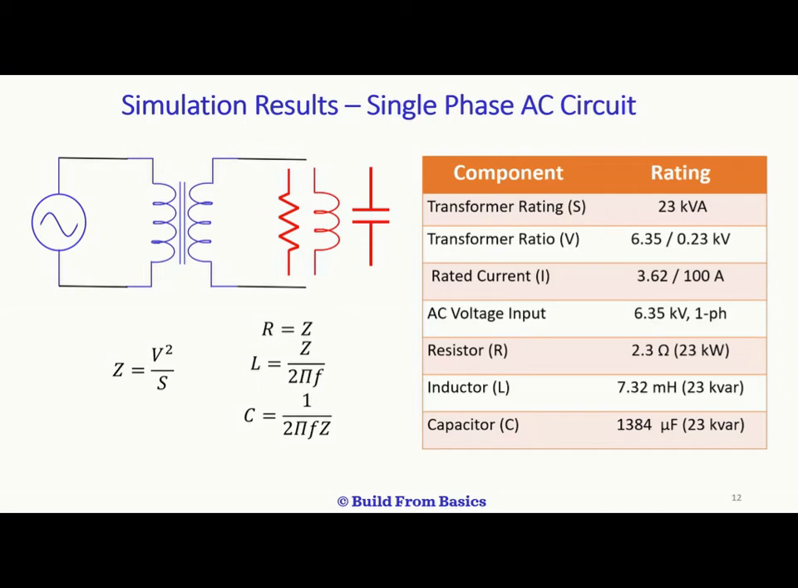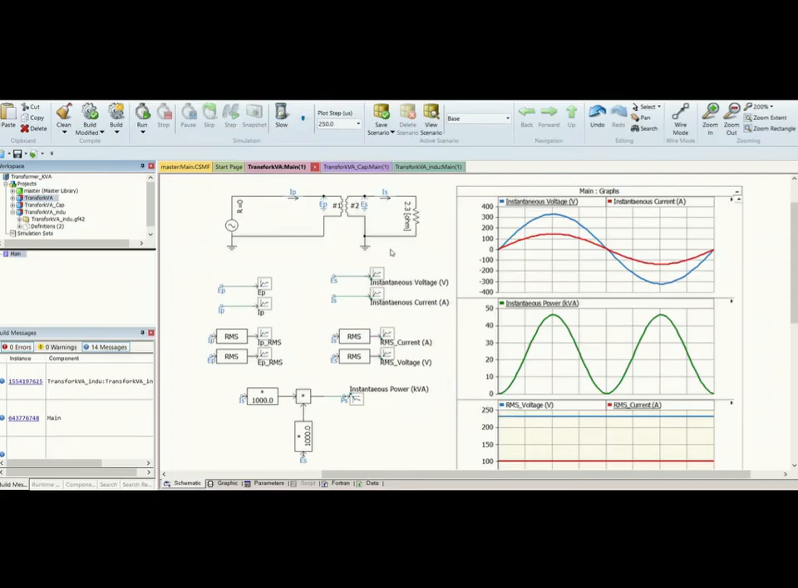Now let's see the simulation results. PSCAD software is used for the simulations. You can use any other software of your interest, like MATLAB or others, but I have used PSCAD here. So now let's see the simulation results.